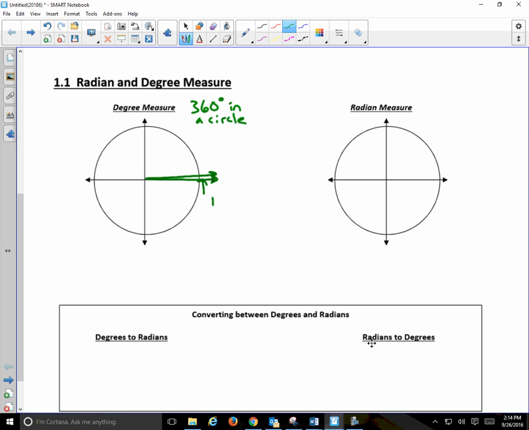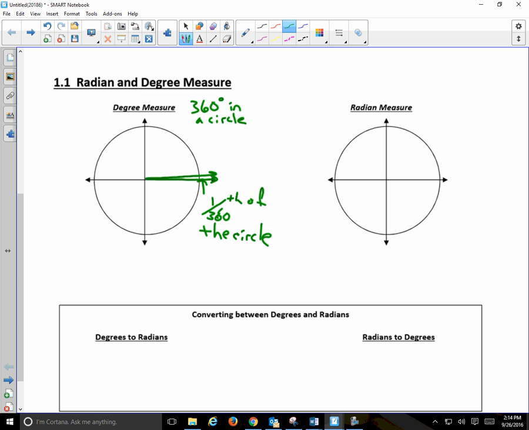Or 1/360th of the circle. Right? You okay with that? Everybody with me so far?